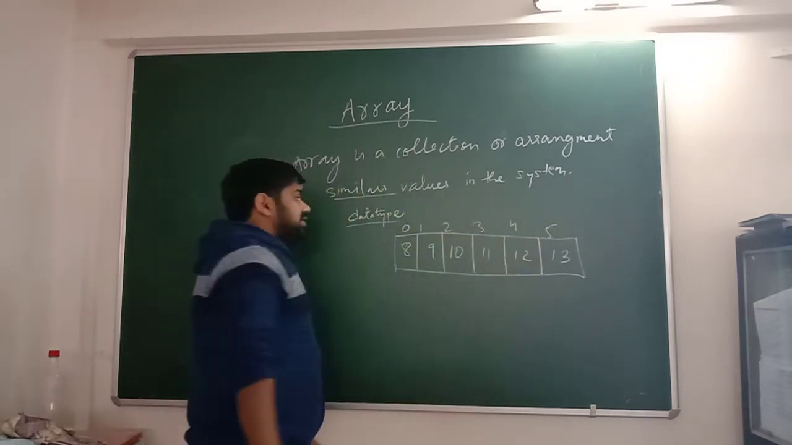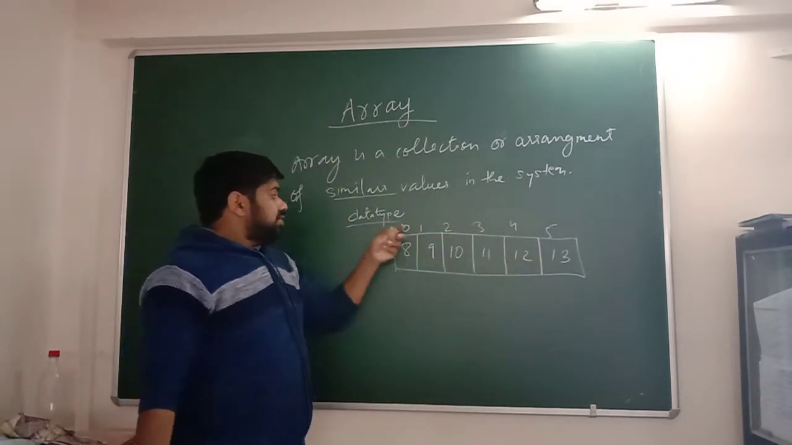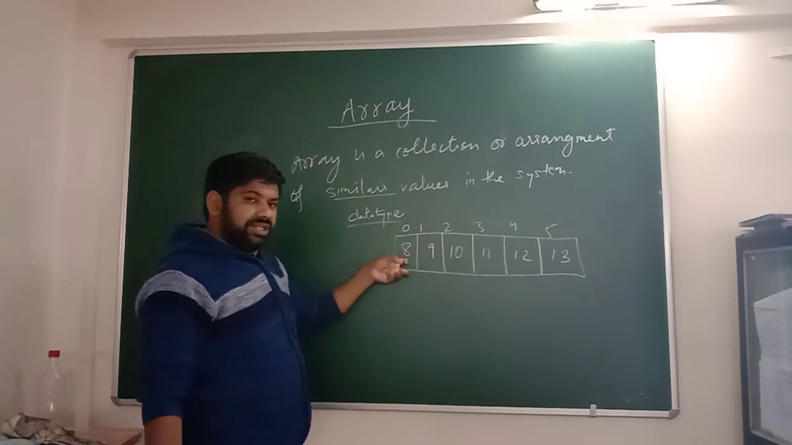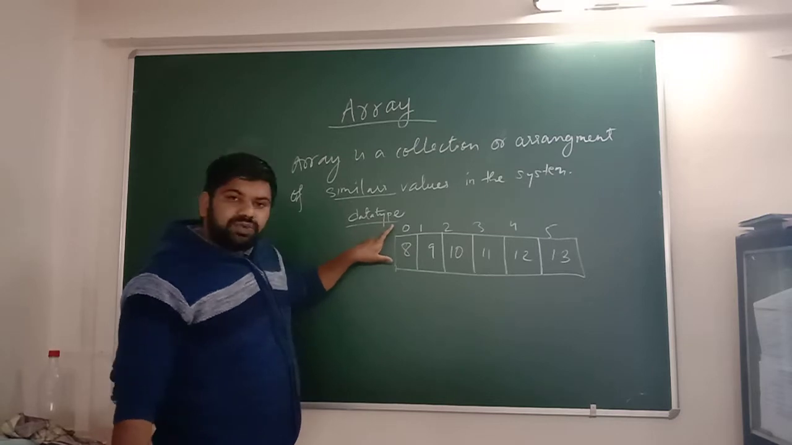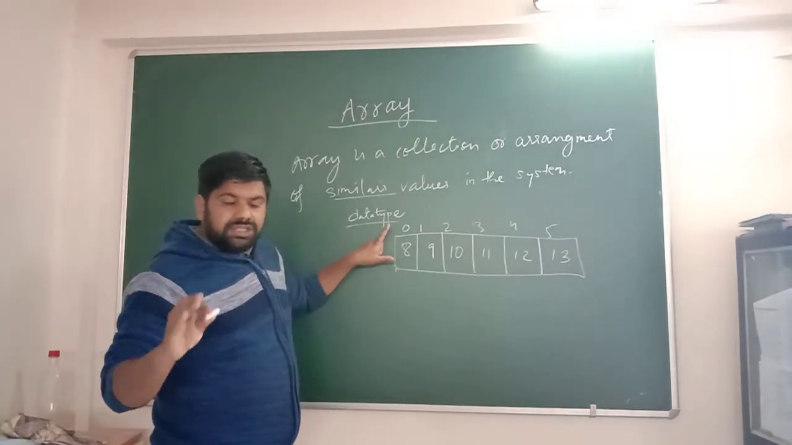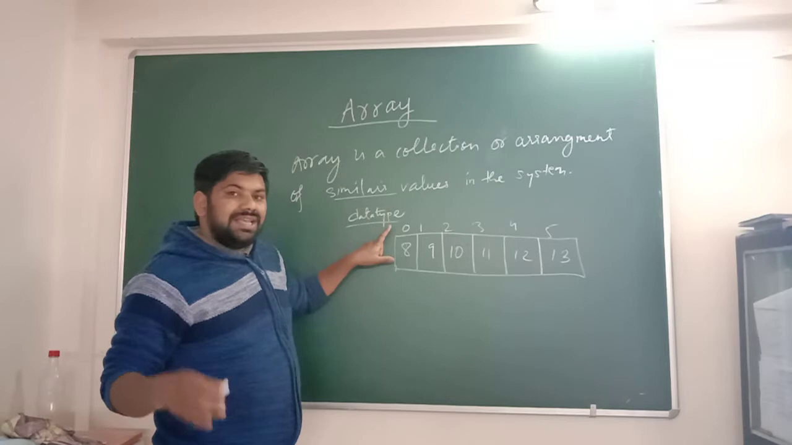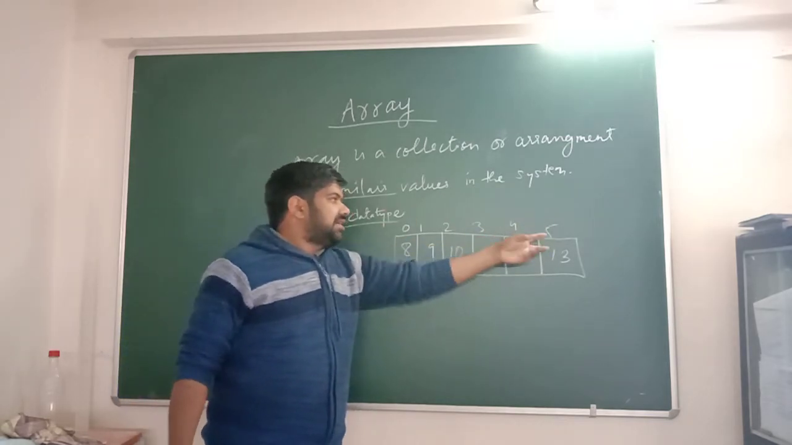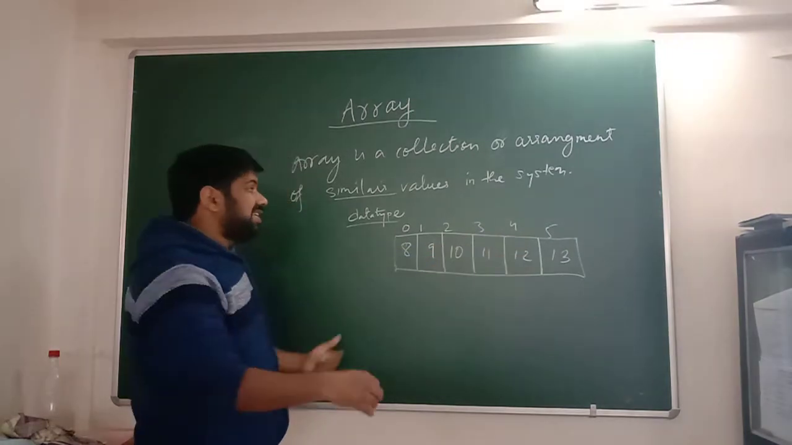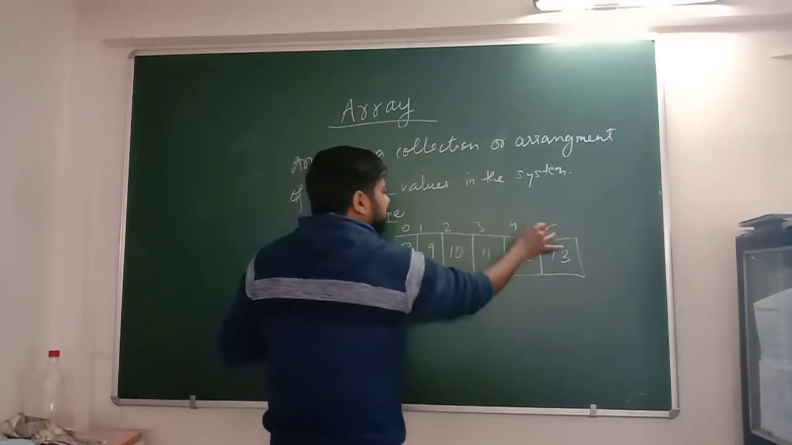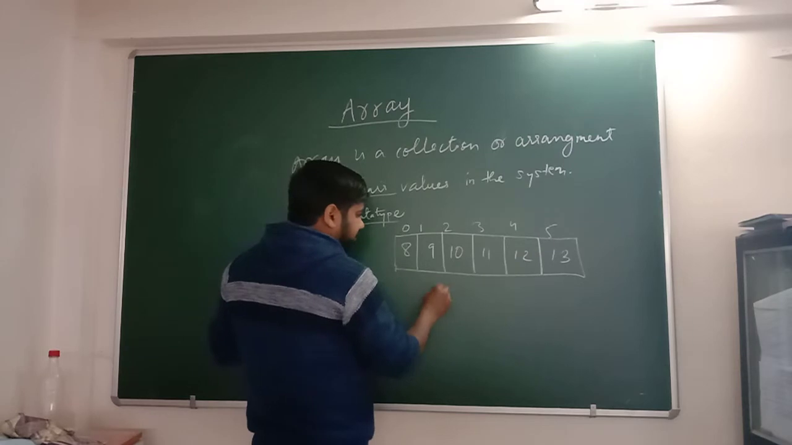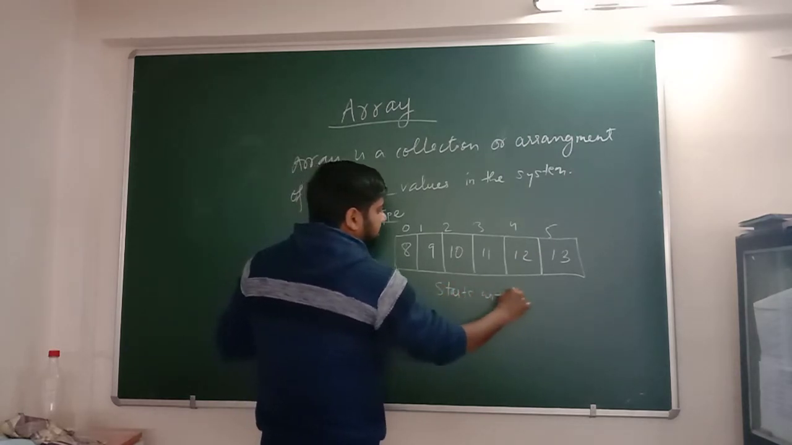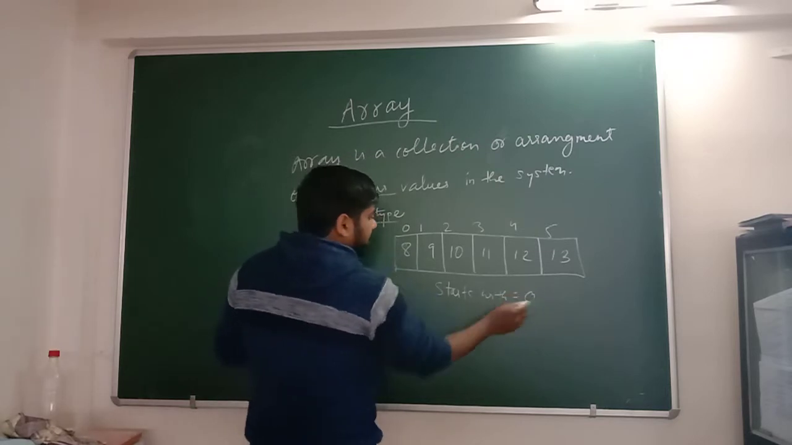Now a question rises, what are this 0 and 1? These are the index numbers for a particular location. The first location of an array starts with 0 and ends with size minus 1. How many are there here? 1, 2, 3, 4, 5, 6, size 6. And C starts with 0.